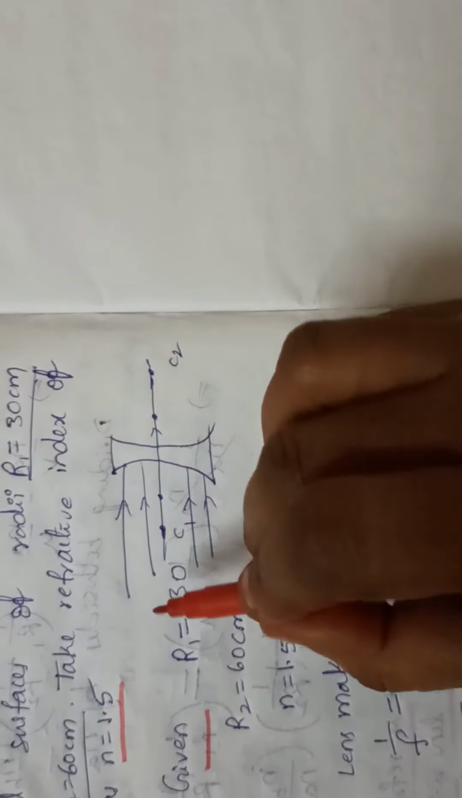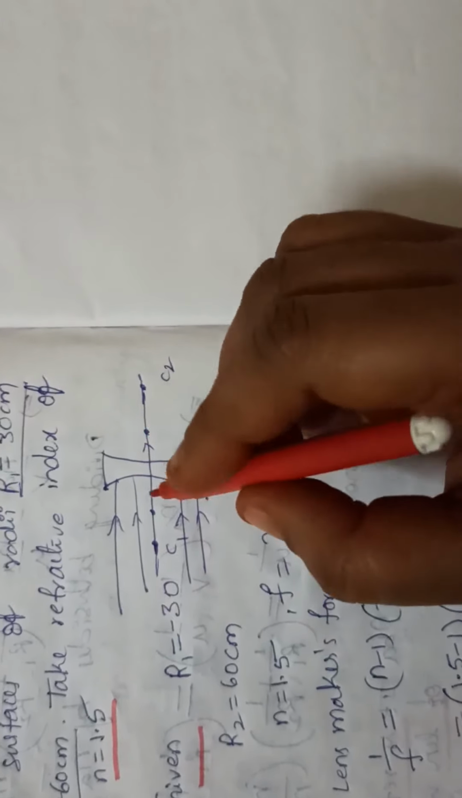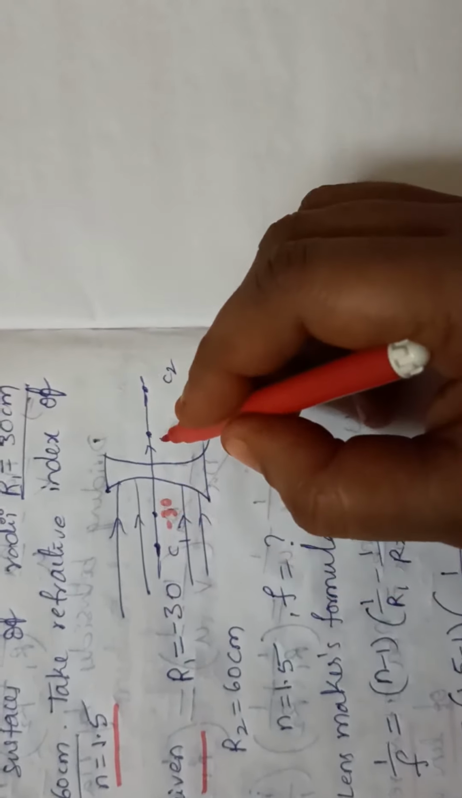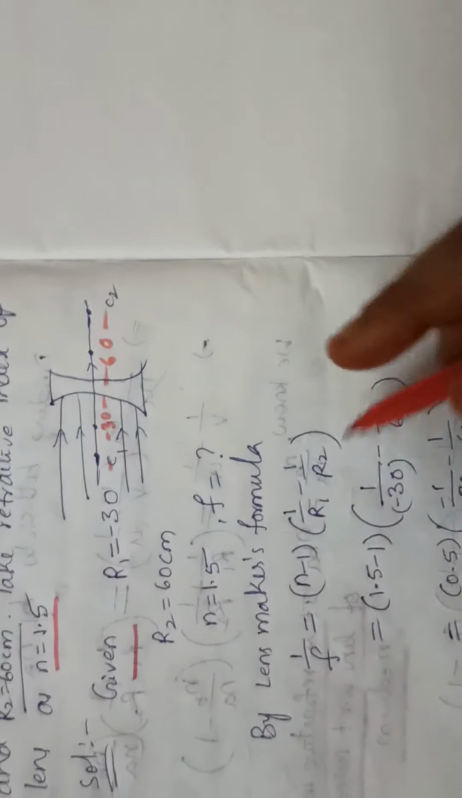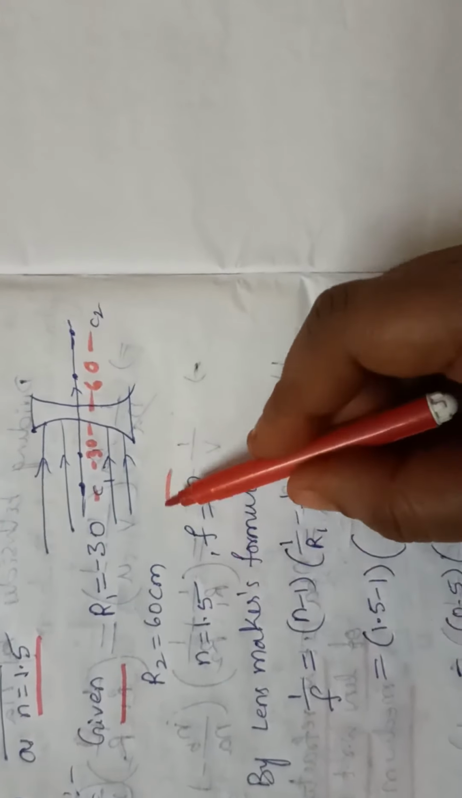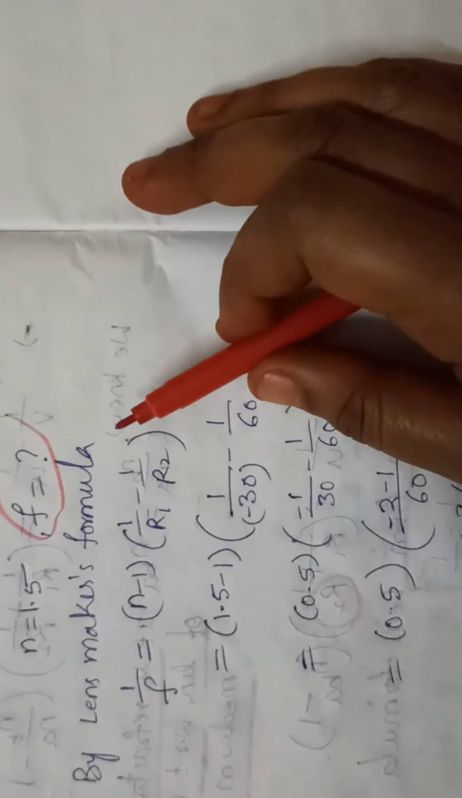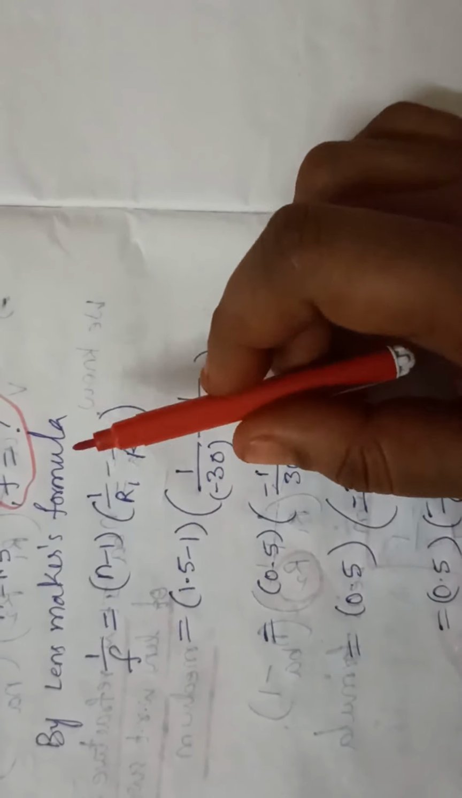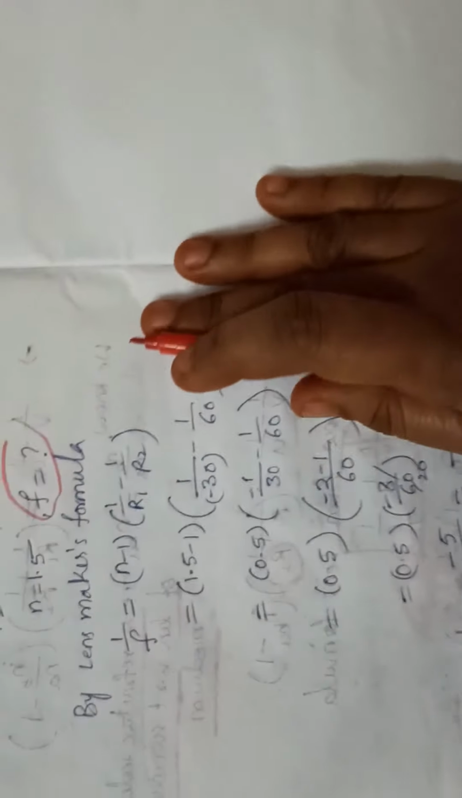With respect to the incident rays in this direction, here we need to take this one as minus 30 and this one as 60. So like that we are taking, children, and then they have also given 1.5 as the refractive index, and we need to find the focal length of the lens. So by the lens maker's formula we just substitute all these values. We are solving now.